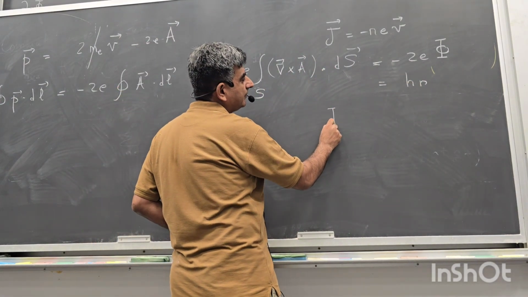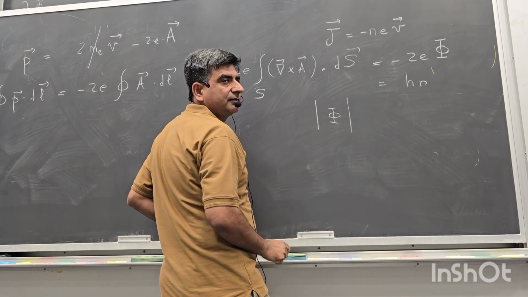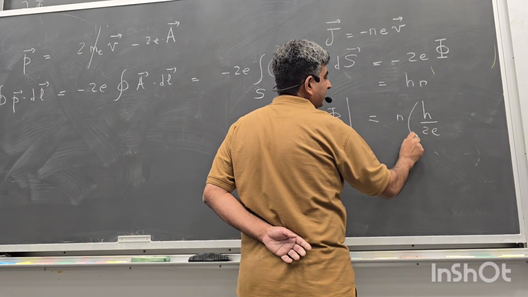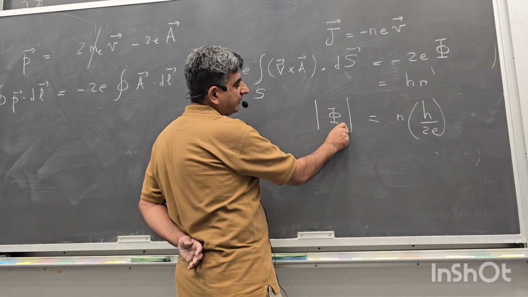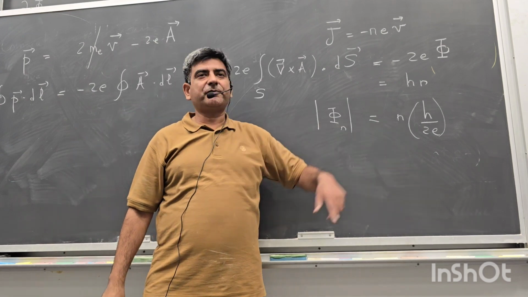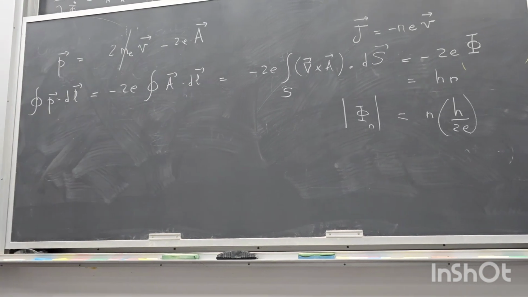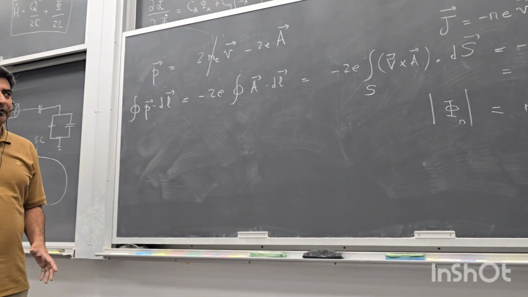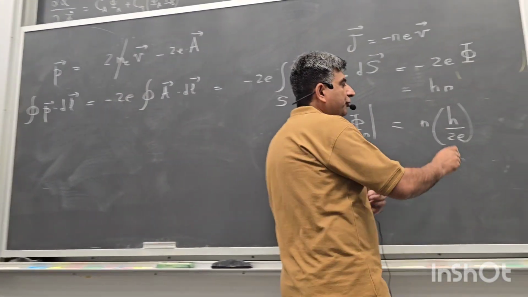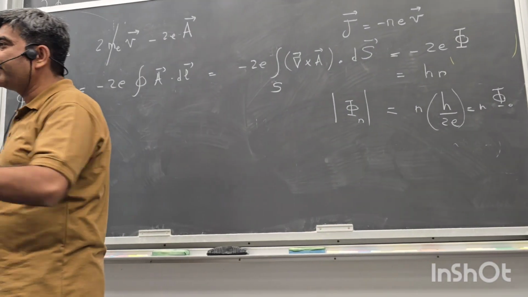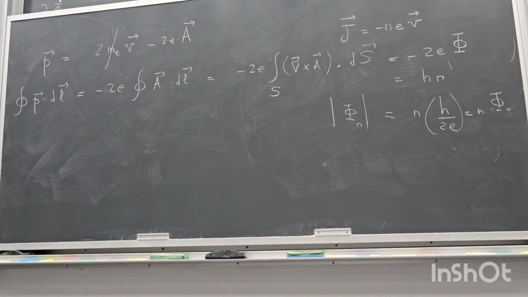So the magnitude of the flux is n times h over 2e, given some n. So the flux could be h over 2e, 2h over 2e, 3h over 2e. Only these discrete values of flux are possible inside this hole punctured in a superconductor. So the flux becomes quantized. This is a unit of flux, it's called the fluxon. The flux is quantized in the quantum mechanical world, just like the charge is quantized.